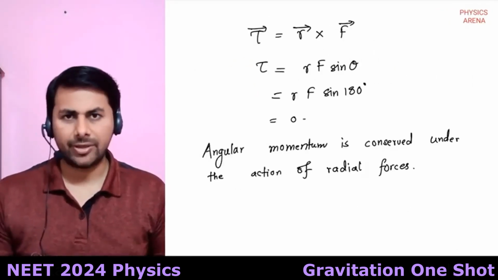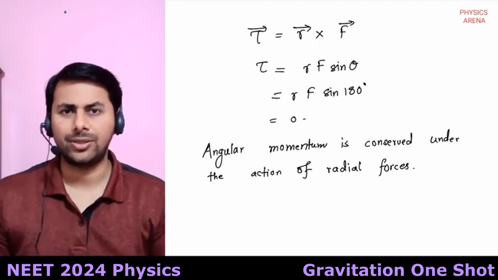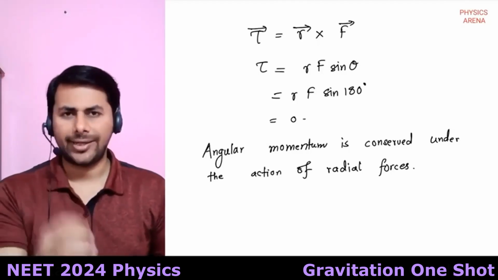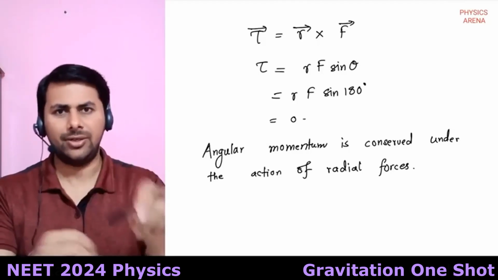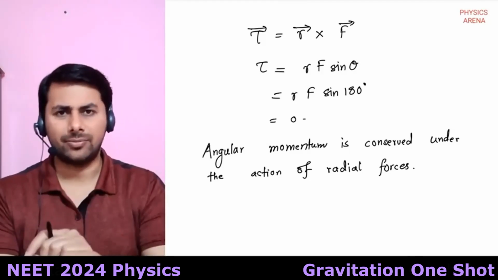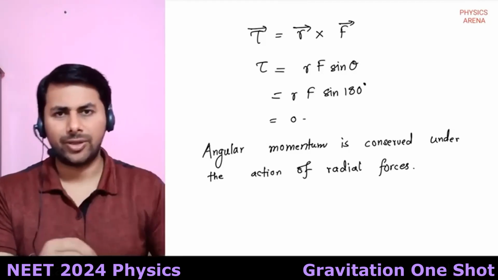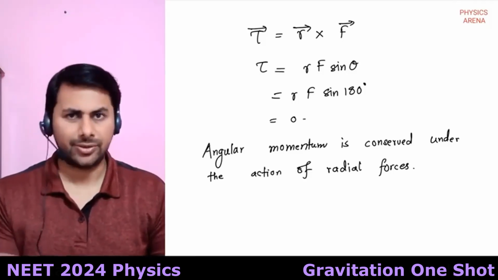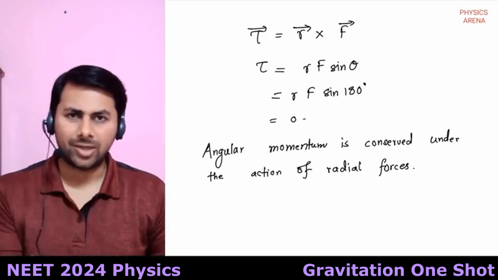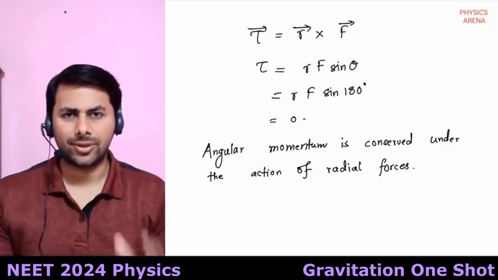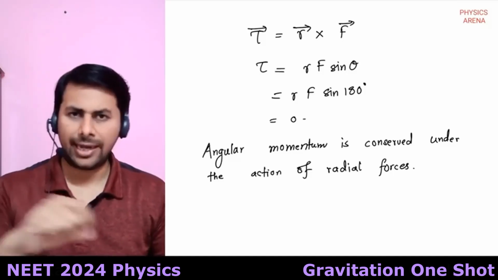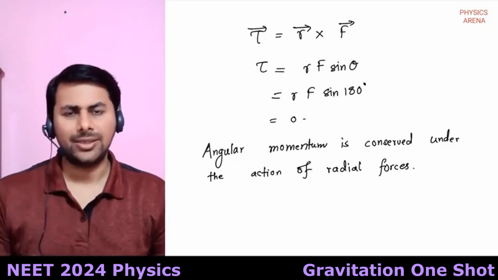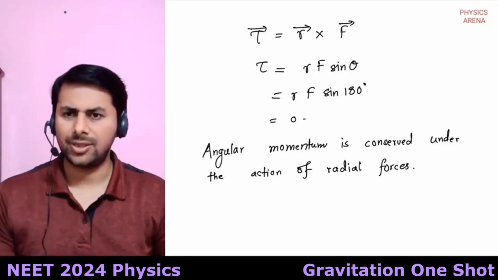What can be another example in which there can be this type of question? You have an atom and an electron revolving around the nucleus. It moves because of what? It revolves because of the electrostatic force. So that is also radial force. So torque is 0 and angular momentum of the electron is conserved. This is clear?